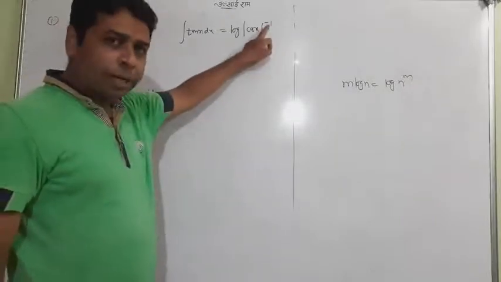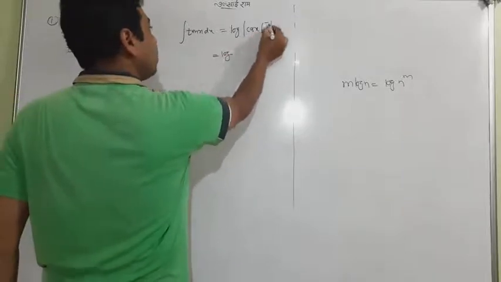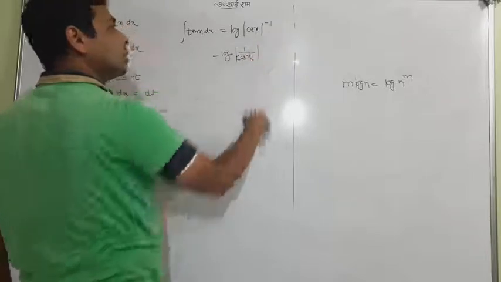It is better to write minus 1. Now what to do? Let me say something: cos x over minus 1 is 1 by cos x. So can I write it like that? Because it's the inverse of cos x.